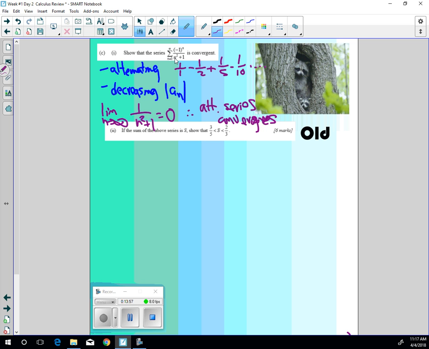If the sum of the above series is S, show that S is somewhere between 3/5 and 2/3. This one I think I can remember. If you took this sum as n goes from 0 to infinity of negative 1 to the n over n squared plus 1, and you wrote them out: 1 minus a half plus a fifth, 3 squared plus 1 is 10, 4 squared plus 1 is 17, like that.